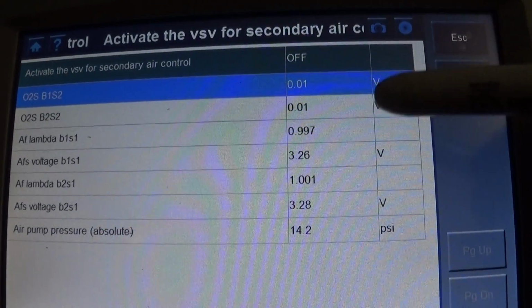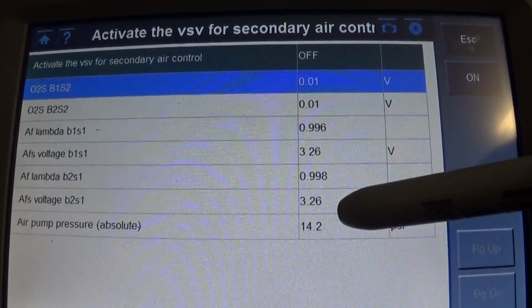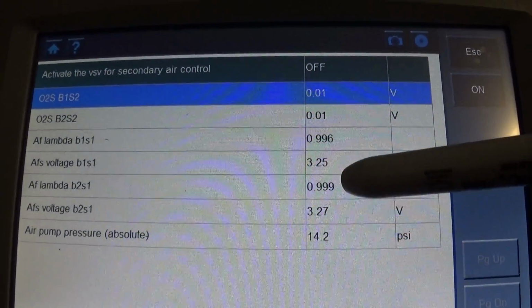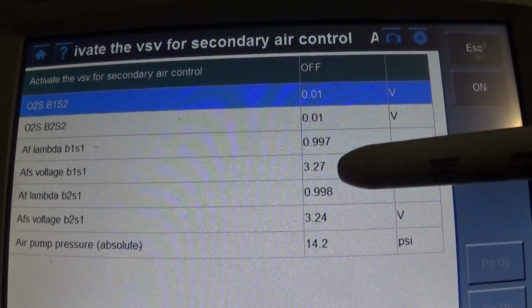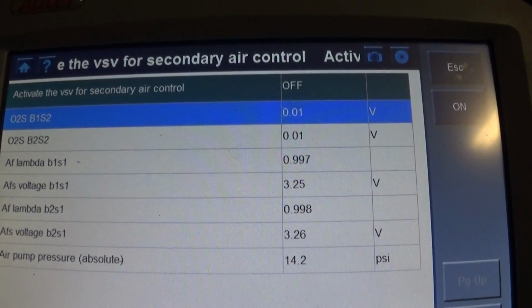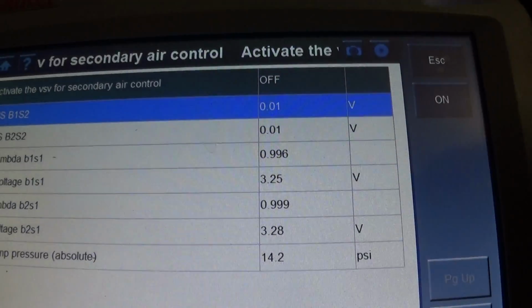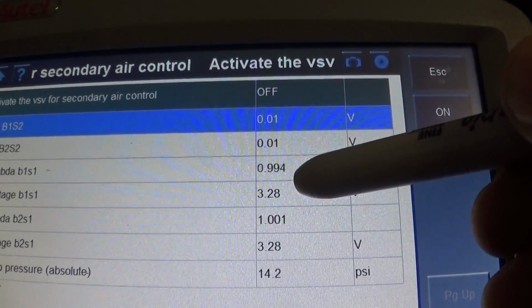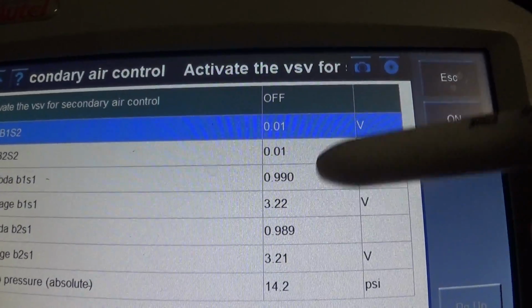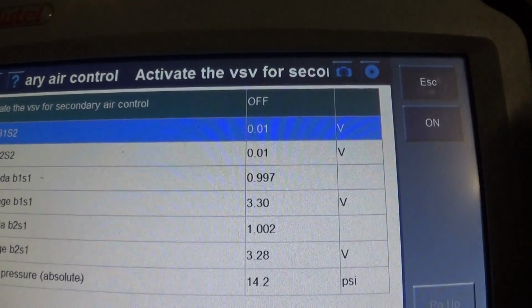Okay, so we see that our lambda is 1, that's where it needs to be. Anything above 1 is lean, anything below 1 is rich, and 3.29, that's our air fuel ratio. So everything is working okay.